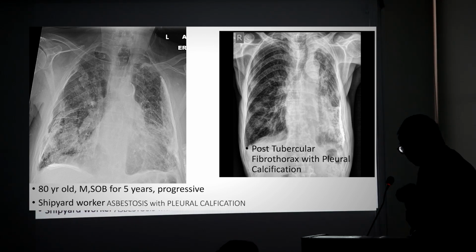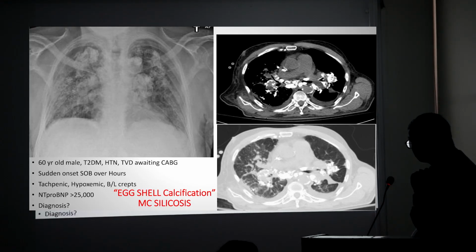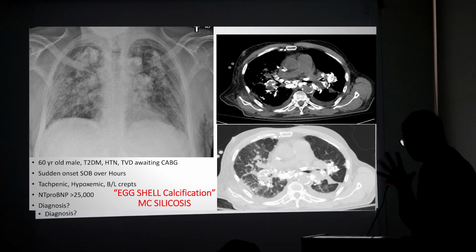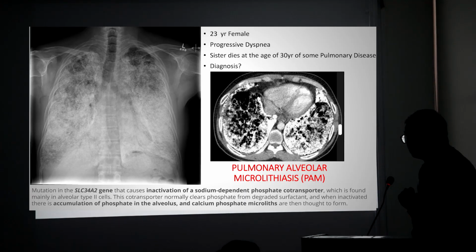So this is another X-ray, but this is post-tubercular fibrothorax with pleural calcification. Now this is another incidental finding. Patient came with failure to the ICU, but he has a lot of calcification, especially in the central mediastinal areas. So this is eggshell calcification.